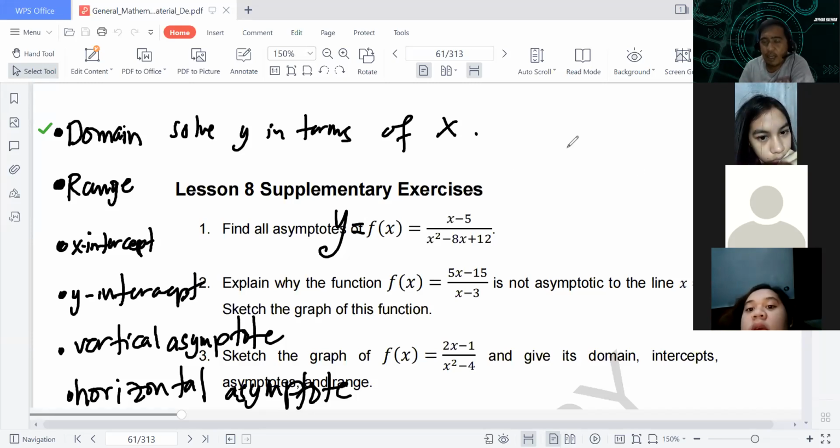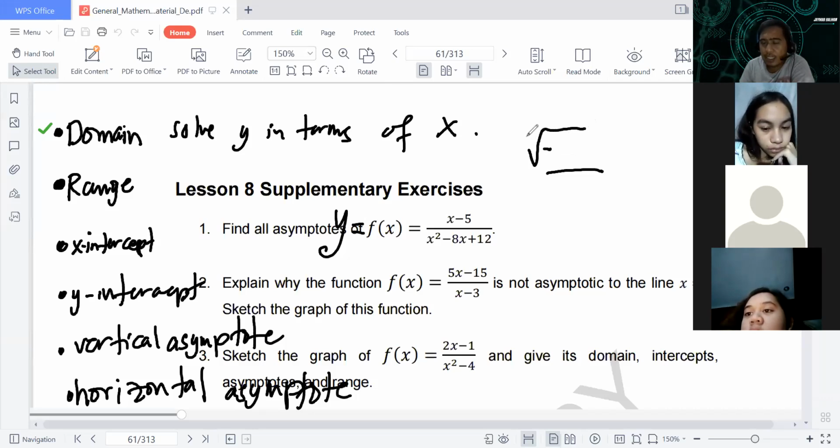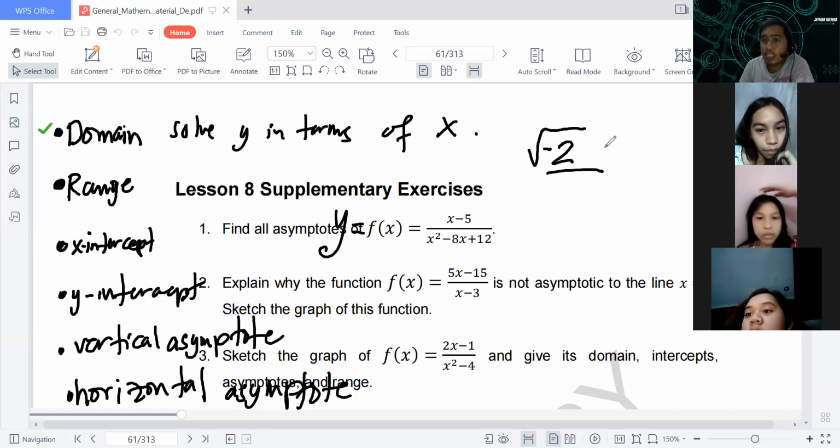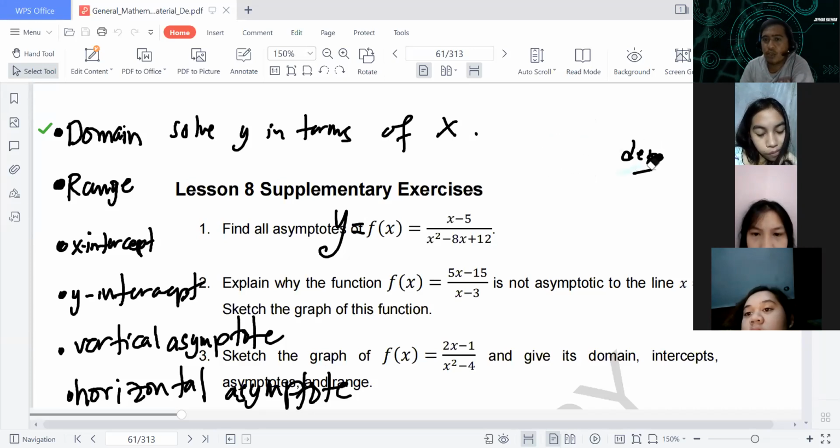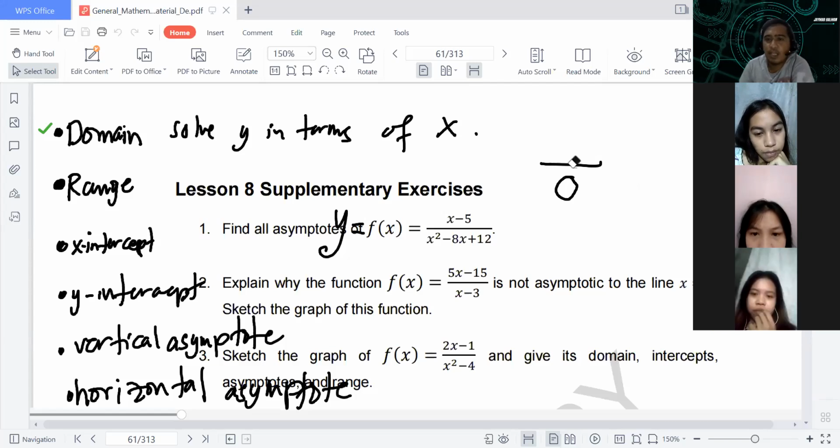I'll give you one. A number becomes undefined if inside the radical is a negative number and the index here is even. Example, square root of negative 2. This is undefined, right? But this is not a problem here because we don't have a radical in the rational function. So another thing, kanus-a ma-undefined? A number will be undefined if the denominator becomes 0. Yes, if that becomes 0, that will be undefined.